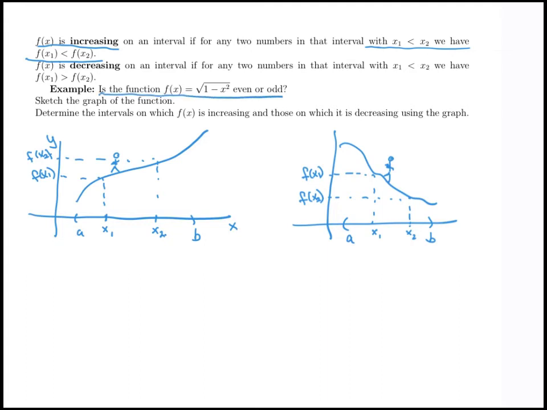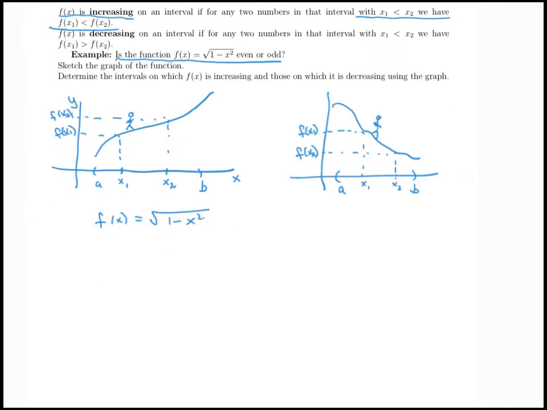There are two ways to check whether a function is increasing or decreasing, or even where a function is increasing and decreasing, because for the most part you'll find that functions are increasing on one interval and decreasing on another. Let's check this function f of x equals the square root of 1 minus x squared. Notice that this is the top half of the circle x squared plus y squared equals 1.